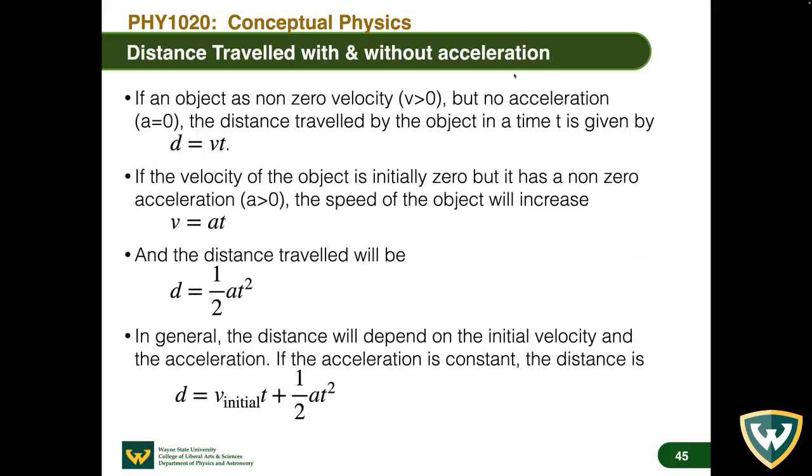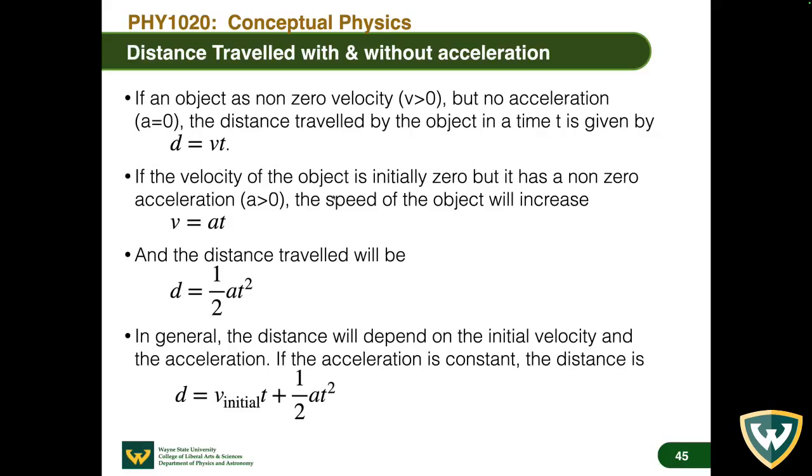Let's take a little detour and talk about distance traveled with and without acceleration. If an object has a non-zero velocity, v larger than 0, but no acceleration, that is a equals 0, the distance traveled by the object in the time t is given by d equals vt, right? Constant velocity, constant speed, because there is no acceleration.